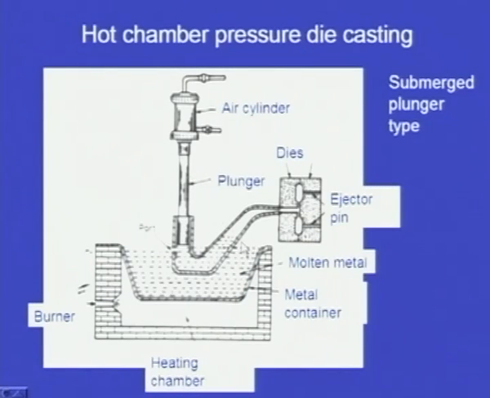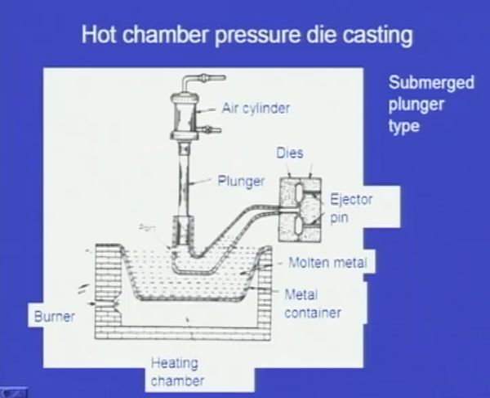So, this system is similar to the previous system. Here we can see a burner, and here is the heating chamber, and this is the metal container, and here we are preparing the molten metal, and these are the dies. Two dies are there, one is the movable die, another one is the stationary die, and these are the ejector pins.